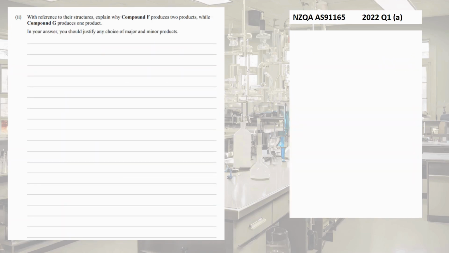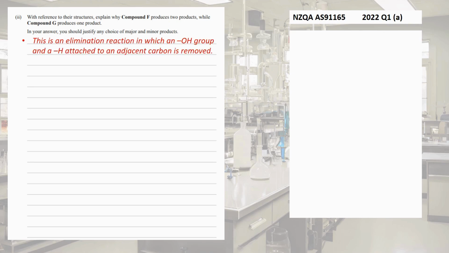So the next part of the question, with reference to structures, explain why compound F produces two products or G produces one. Okay, so remember compound F was when we had that asymmetric structure. So if we were to write this here, we could say, well, this reaction is an elimination reaction. An OH and an H group attached to an adjacent carbon is removed. So I've really just put down here an introduction to say what's happening.